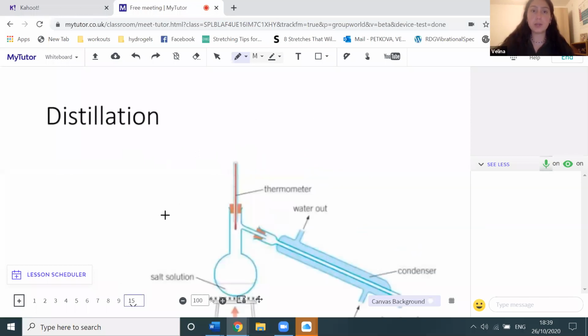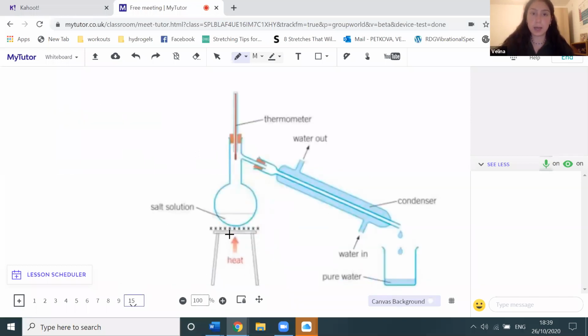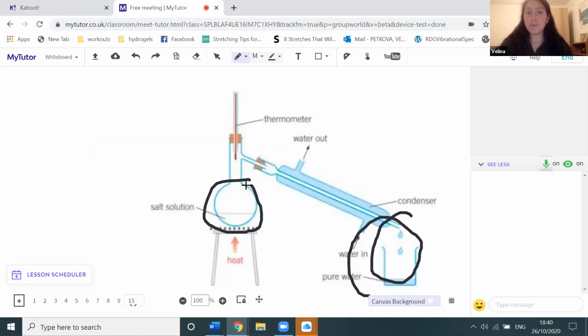So lastly, what is distillation? This one's a bit more complicated. Once again, we're looking at a salt solution. It's sort of similar to our crystallization. However, in this case, we will be keeping our water. So we get our pure water out. This is obviously a mixture, it's not pure water, and we're going to collect just pure water.